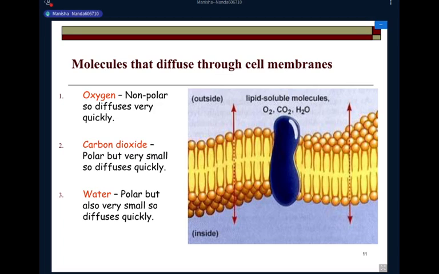Okay, let's move ahead. So here you'll see what are the molecules that can easily diffuse through the membranes. Oxygen, which is non-polar, diffuses very quickly. Carbon dioxide is polar but very small, so this also diffuses very quickly. And water, which is polar but also very small, also diffuses very quickly. These are common examples in comparison to the factors we have talked of that determine the rate of diffusion.